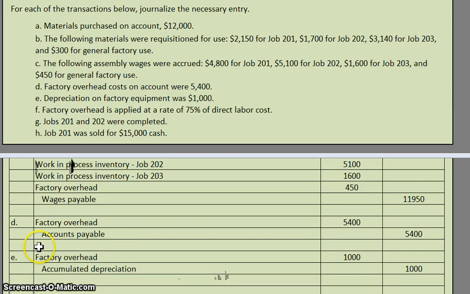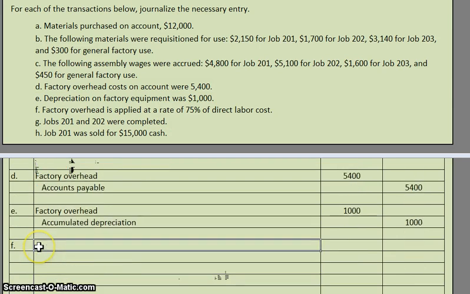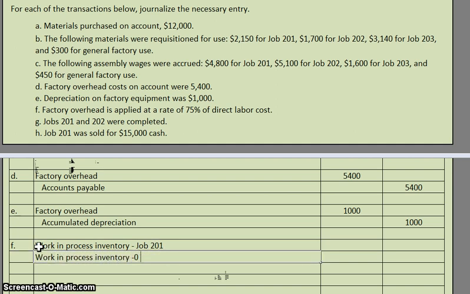So our next one is F. F says that factory overhead is applied at a rate of 75% of direct labor cost. So let's start with the actual accounts, then we'll get into what that 75% really means. And when we're applying factory overhead, what we're doing is we are removing some amounts from the factory overhead account, and we're putting it into work in process. We're actually applying it to the work in process inventory account now. So in order to make work in process inventory go up, we will debit it. And I'm actually going to be debiting it for the 3 individual jobs, because again, it's going to help me track it a lot easier later on.